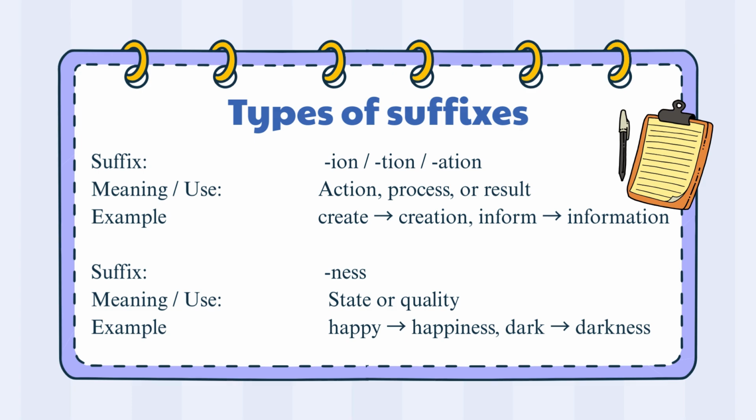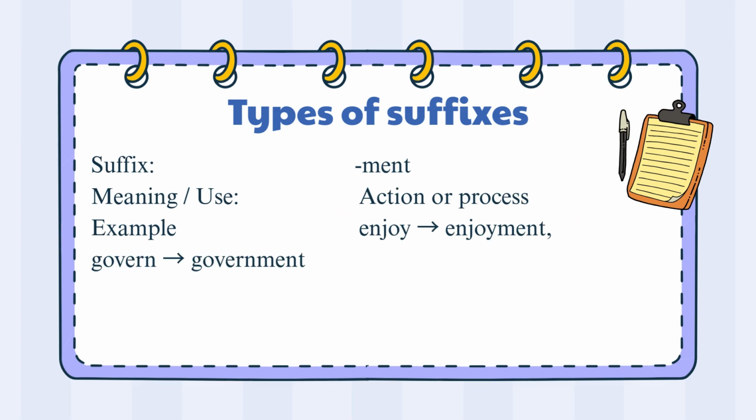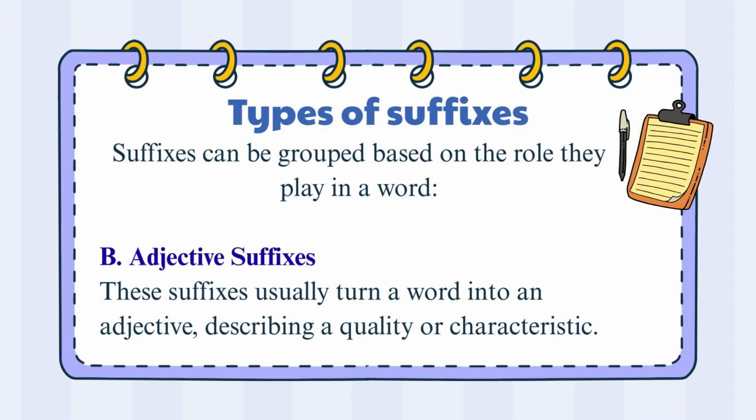And the last example of the noun suffixes is the MENT. It is used to show action or process. Example: enjoy, enjoyment; govern, government. Now, the next type of suffix is the adjective suffixes. These suffixes usually turn a word into an adjective describing a quality or characteristic.